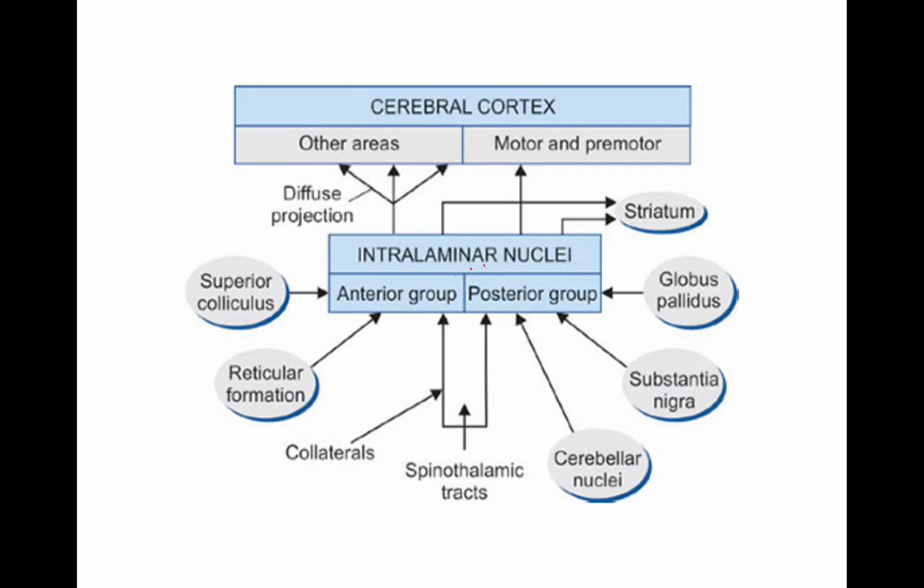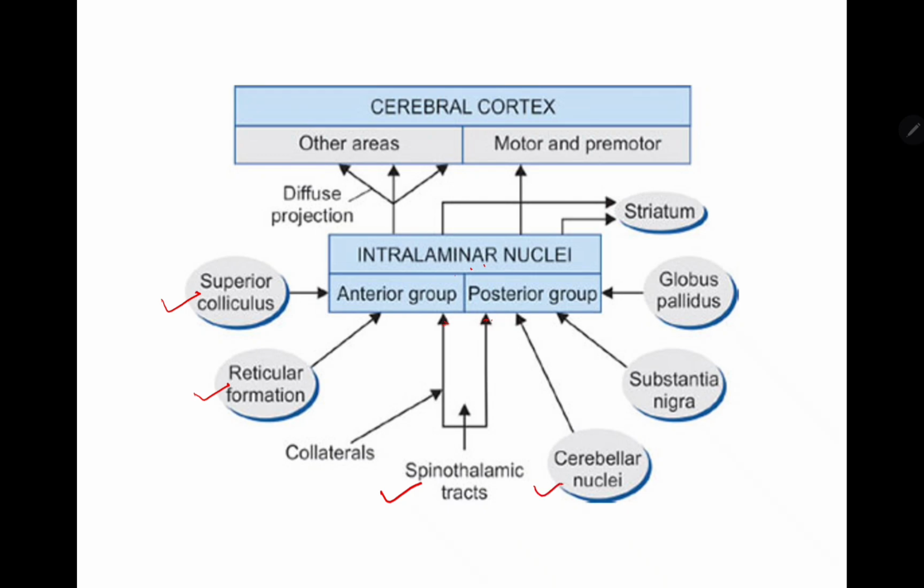Okay, that reticular formation is done. Then the superior colliculus, visual reflexes. Then the spinothalamic tracts. It carries pain signals from the body. Pay attention, ouch, pay attention to this because I have pain sensations. It will carry all of that to the intralaminar nuclei, anterior and posterior groups. It will send to both groups here. Then the cerebellar nuclei, which help with coordination.